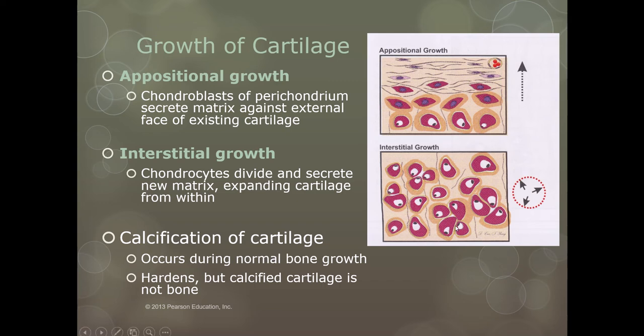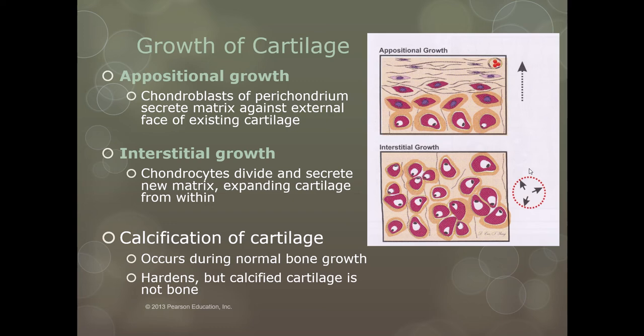Interstitial growth means between, so here the cartilage cells on the internal part of the cartilage go through mitosis and make lots of copies of themselves, and the cartilage grows in multiple directions, expanding outward, almost like blowing up a balloon. Now, cartilage, as it ages, becomes calcified.